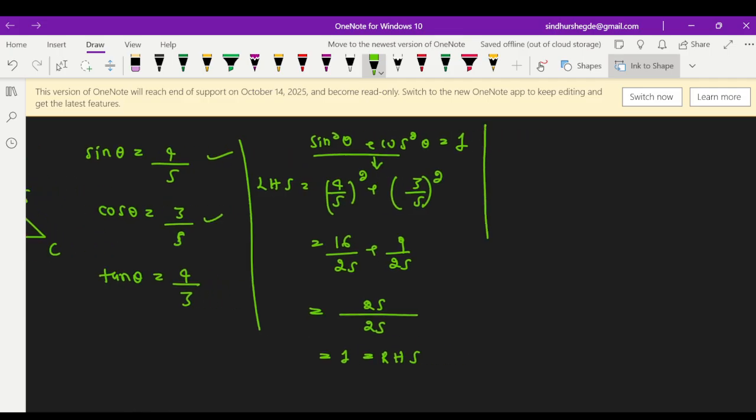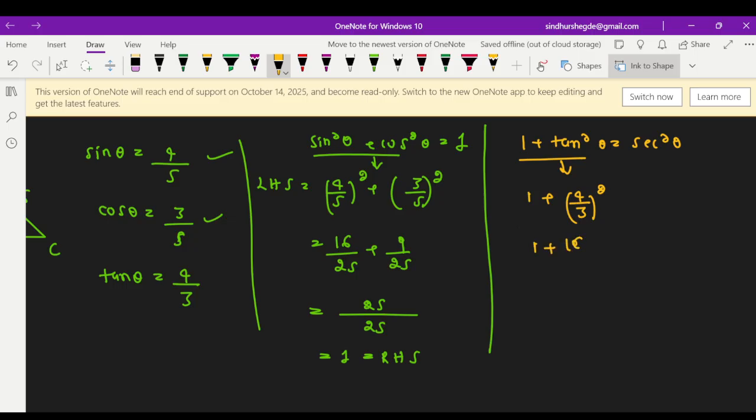In a similar way, we can prove that 1 plus tan square theta is equal to secant square theta. We can verify this one also. Tan theta is 4 by 3. If you consider the LHS, 1 plus tan square theta, 4 by 3 whole square, so 1 plus 16 by 9. If you take LCM, that is 9 plus 16 by 9, that is 25 by 9.